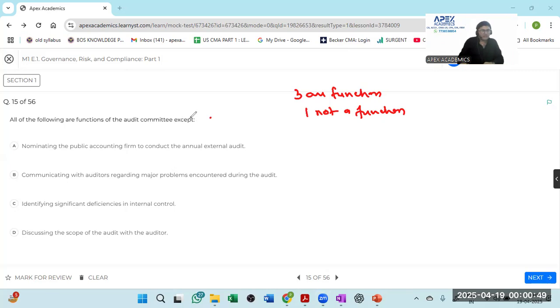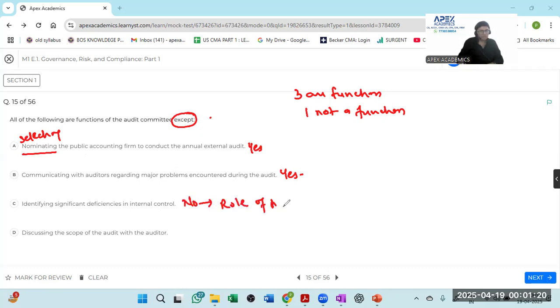Right now, guys, please pay attention here. All of the following are functions of the audit committee, except: nominating the public accounting firm to conduct the external audit. Yes, it is a function. Nominating means selecting. Selecting the auditor is the function of the audit committee. Communicating with the auditor regarding major problems. Yes, it is a function. Identifying significant deficiencies in internal controls. No.